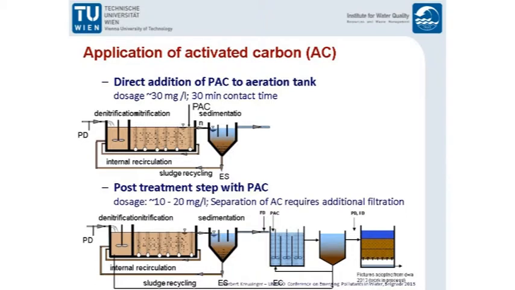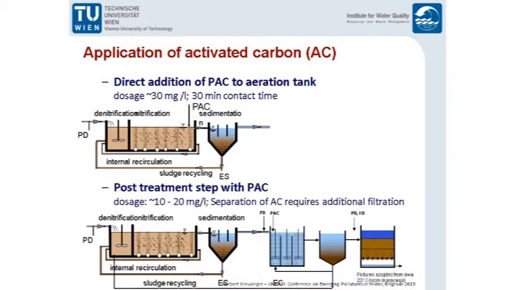Now just a few slides on how you could implement, for example, the activated carbon. I borrowed the pictures from a working group I'm a member of from the German Water Association, where we try to bring together the state of knowledge and provide that information to the operators. So basically, you can directly add the powdered activated carbon into the aeration tank. With a dosage of about 30 milligrams per liter and 30 minutes of contact time, you mix it into the activated sludge, then you separate the sludge in the secondary clarifier.